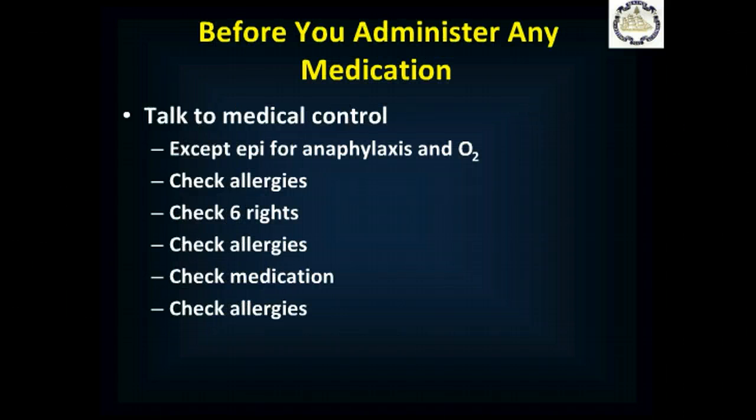Now, before you give any medication, you need to talk to medical control. The only exceptions are epinephrine for anaphylaxis and oxygen. Those you can give without talking to medical control. But otherwise, talk to medical control, check the patient's allergies, check the 6 rights, check the patient's allergies, do your medication check, check the patient's allergies. You need to make sure you don't give the patient something they're allergic to. And I always check right before I administer it. I ask them again, do you have any allergies, or what are your allergies?